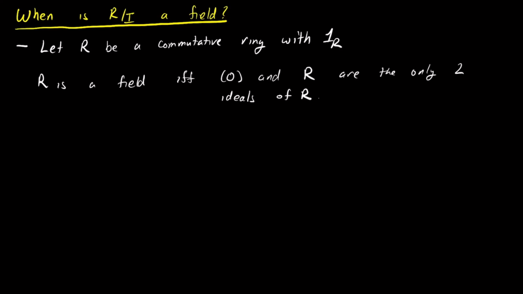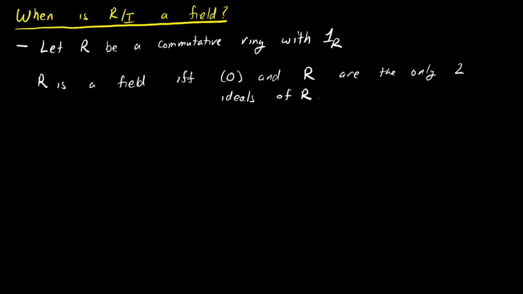The first fact is that R is a field if and only if the only two ideals of R are the zero ideal and R itself. So this is equivalent to being a field. Fields only have two ideals, and any commutative ring with identity that has exactly two ideals is a field. And the key to this, if you want to try this as an exercise, is to use the fact that if one is in your ideal, then your ideal becomes the whole ring. So that's the hint that I'll give there.